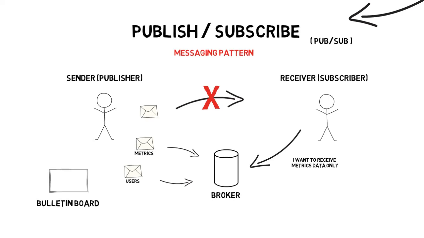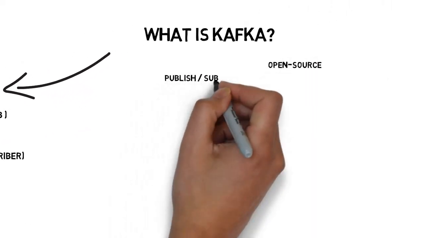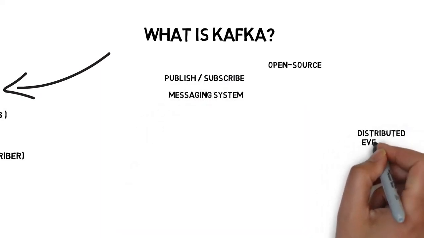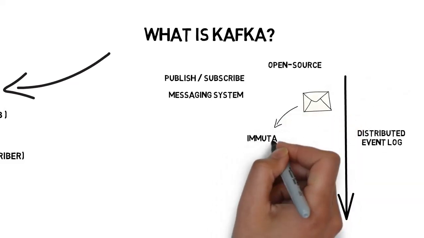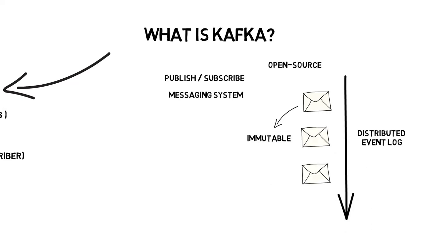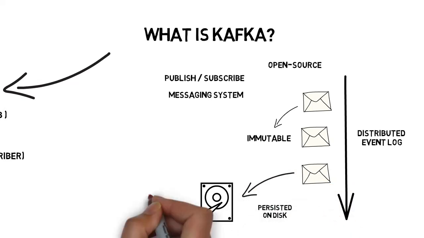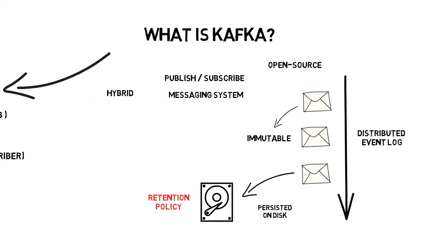Okay, so what is Kafka then? Apache Kafka is an open-source publish-subscribe messaging system, also very often described as a distributed event log where all the new records are immutable and appended to the end of the log. In Kafka, messages are persisted on disk for a certain period of time, known as the retention policy. This is usually the main difference between Kafka and other messaging systems and makes Kafka in some way a hybrid between a messaging system and a database.